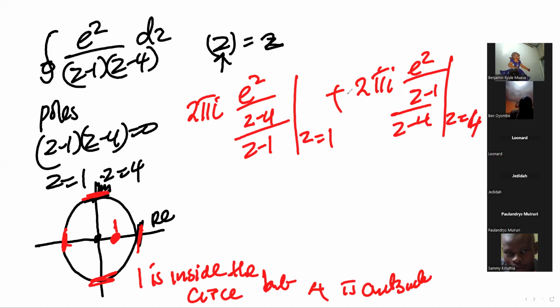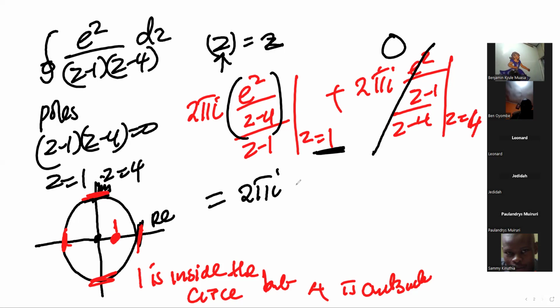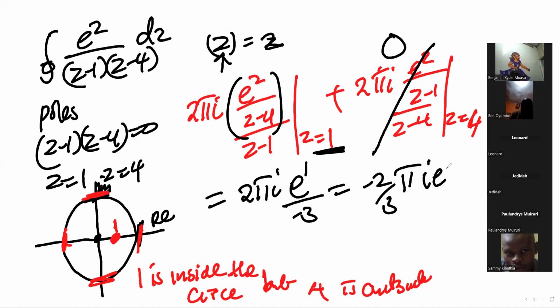But we know that if the point is outside the circle, all this is 0. So there's no need actually to put this part here. That's why I just write 0. So then you substitute now the value of z with 1 here. So the final answer would be 2 pi i, then e to power 1 over minus 3. So the final answer is minus 2 over 3 pi i e. And then you're done.